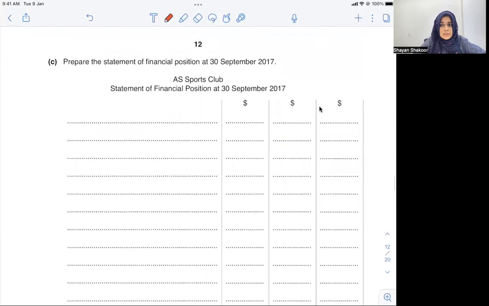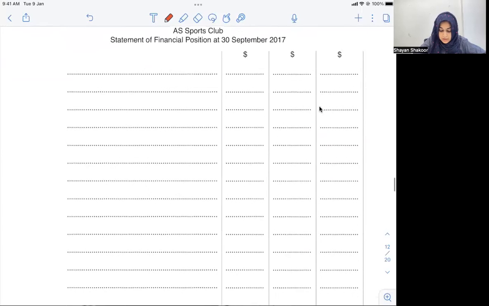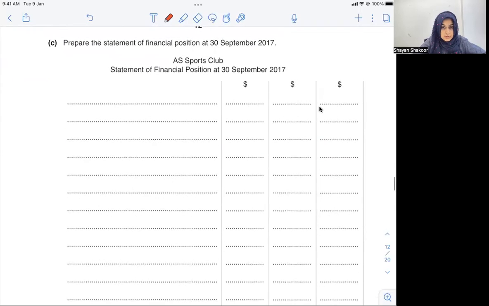In part C, they're asking you to make a statement of financial position. And for the statement of financial position, obviously you've done all the hard work now, so it's very easy. For the statement of financial position, you start with non-current assets. We have one non-current asset, that is equipment.